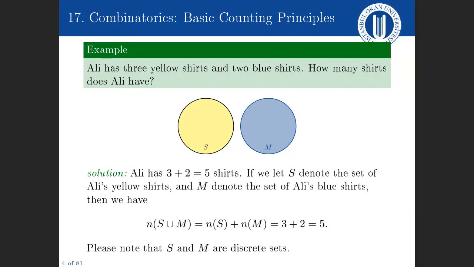Let's do this in terms of the notation which we're going to be using. We're going to let S denote the set of Ali's yellow shirts, and we're going to let M denote the set of Ali's blue shirts. And then the number of elements of S union M will be the number of elements in S plus the number of elements in M, or 3 plus 2. Why is it 3 plus 2? Because a shirt can't be two colors. It can't be yellow and blue. So we don't need to subtract anything. We're not counting shirts twice.